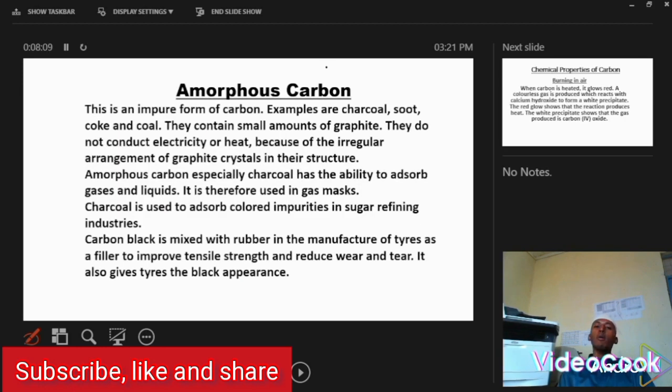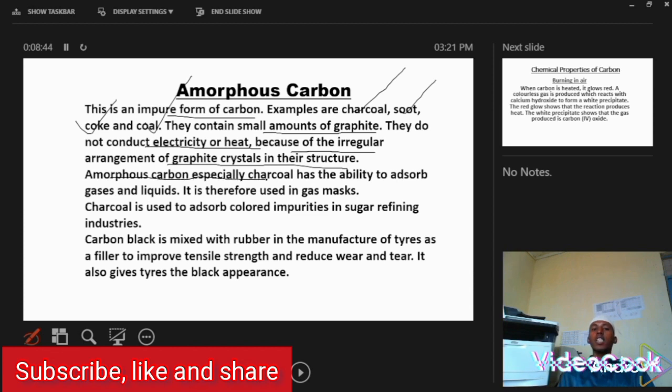Next, now we go to amorphous carbon. We have done the stable allotropes of carbon, that is diamond and graphite. Amorphous carbon is an impure form of carbon. Examples are charcoal, soot, coke, and coal. These are impure forms of carbon. We call it amorphous carbon. They contain a small amount of graphite. They do not conduct electricity and heat because of the irregular arrangement of graphite crystals in their structure.